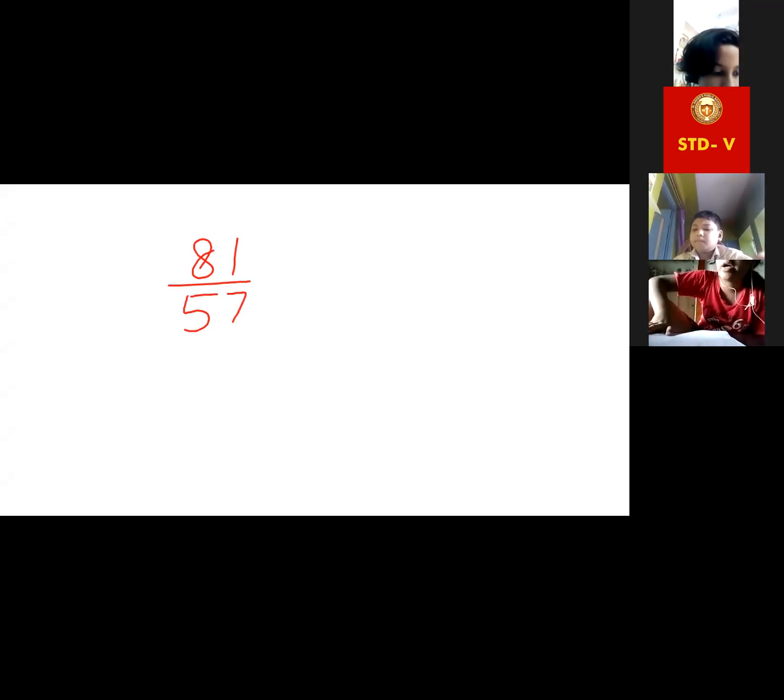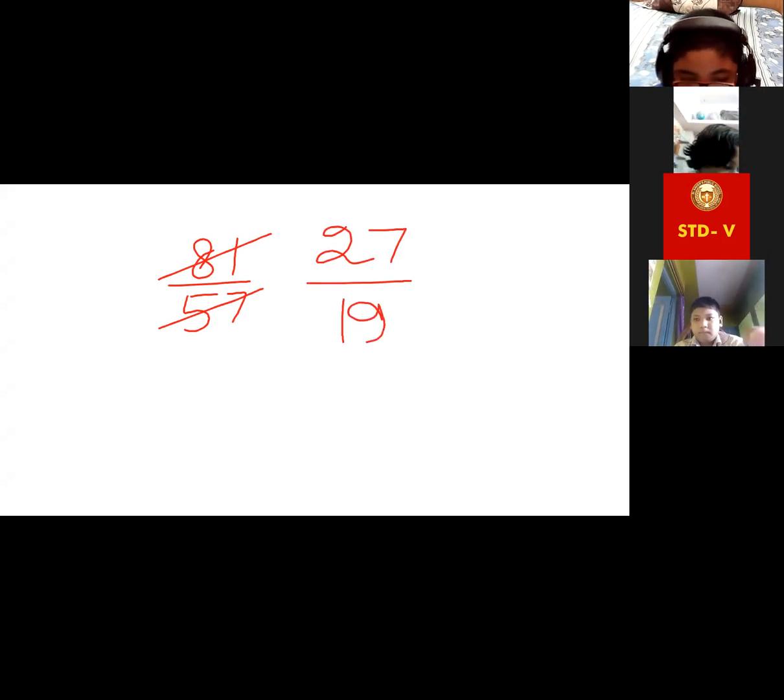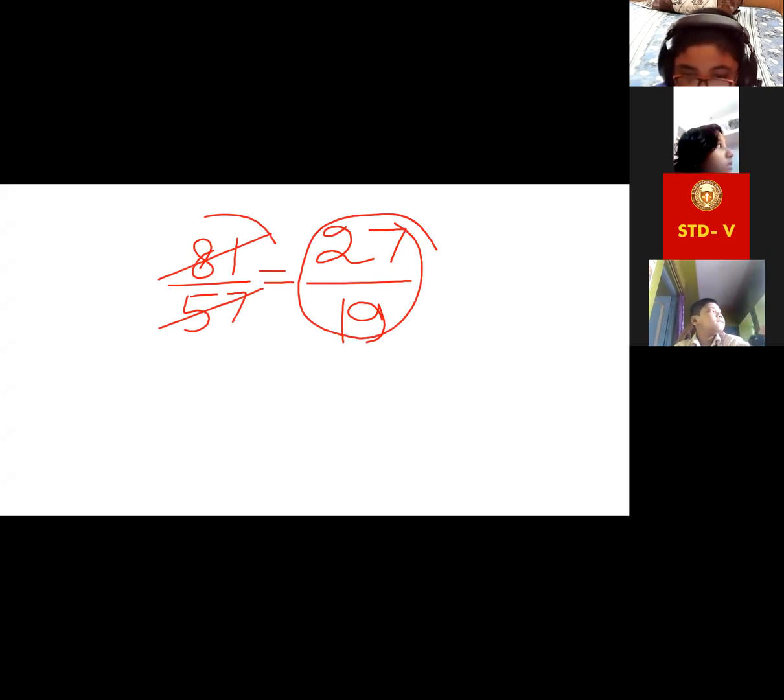Suppose it is coming 81. Wait a minute. It is coming 81 divided by 57, right? Yes, ma'am. 57. Now there, look, this one is also divisible. Both are divisible by 3, na? Yes, ma'am. So the upper one numerator will be 27 and denominator will be 19. So after that, you can do the division. If you can do from here, it is also correct. If you first make it in the simplest form, then you do the division, it is also correct.